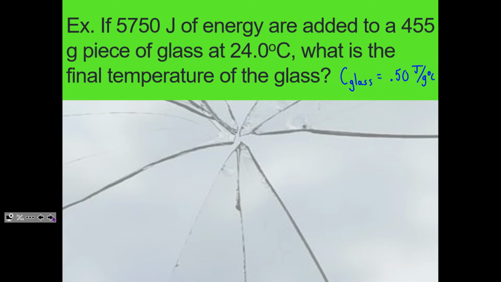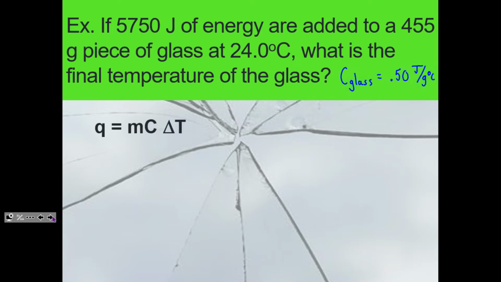Next example has to do with glass. It says if 5,750 joules of energy are added to a 455 gram piece of glass at 24 degrees Celsius, what is the final temperature of the glass? The specific heat of glass is given as 0.50 joules per gram Celsius.